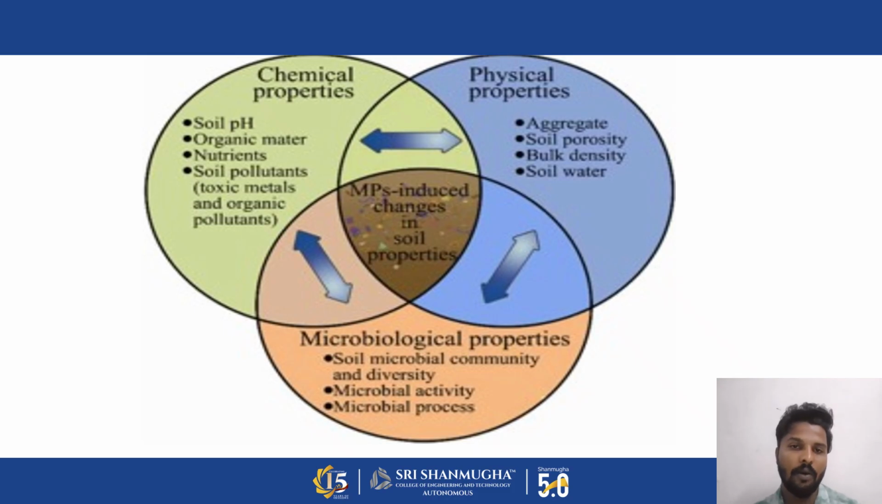The next one is the physical properties. The top right circle, you can see in this Venn diagram, that is the top right circle. These physical properties describe the structure, composition, and behavior of the solid, liquid, and gas phases of the soil. So these directly affect water and air movement and root growth. First one is the aggregate, the clumping together of soil particles into stable units called soil structure.